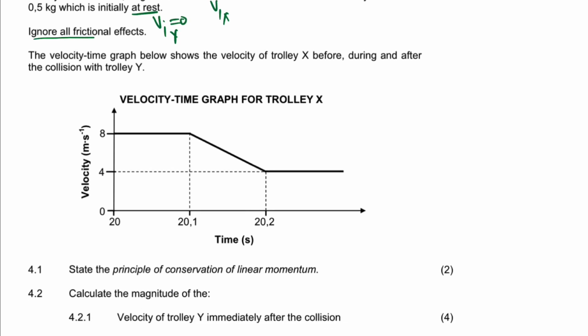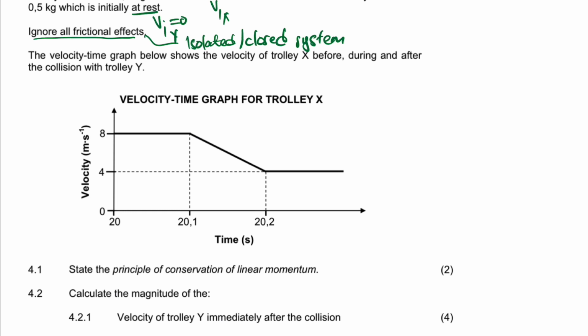Now it says ignore the effect of friction. This proves that the system is what? Isolated or closed. It's an isolated or closed system, right? What does it mean? No external forces. So friction is an external force.